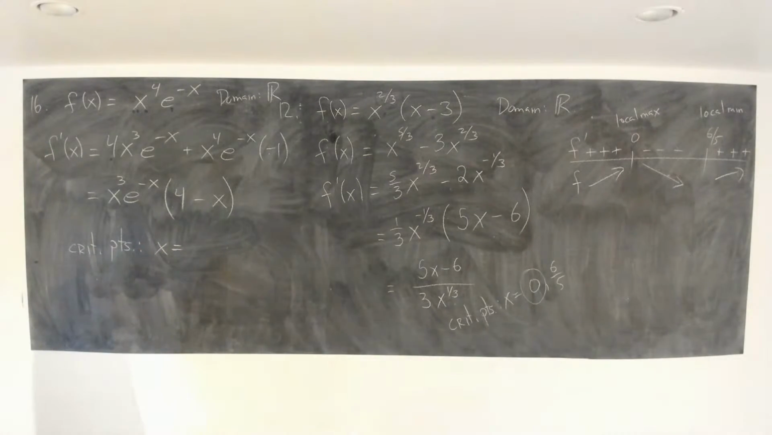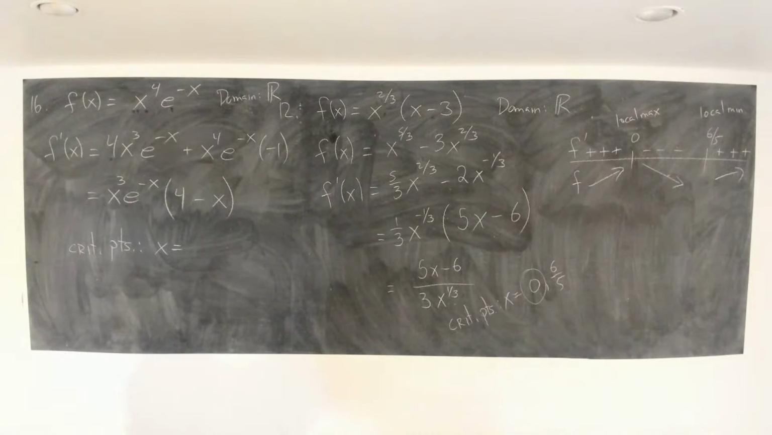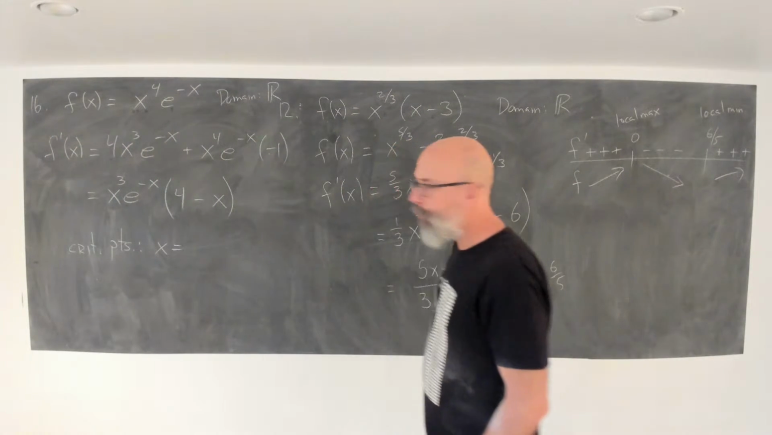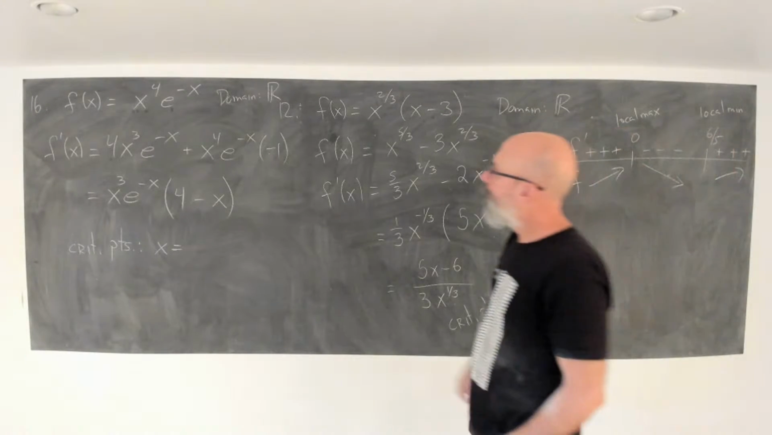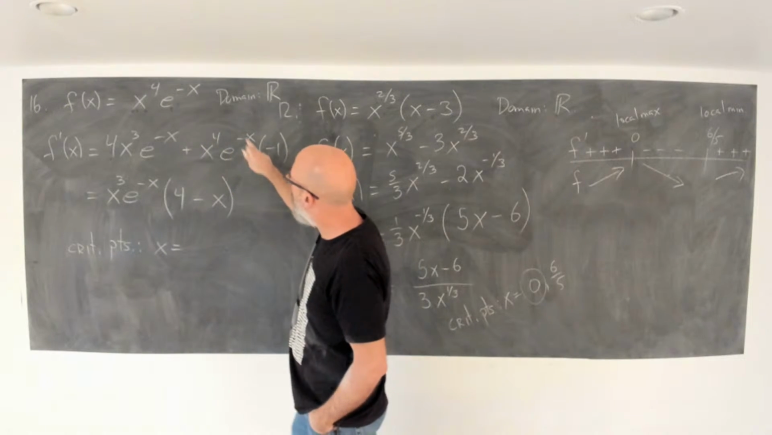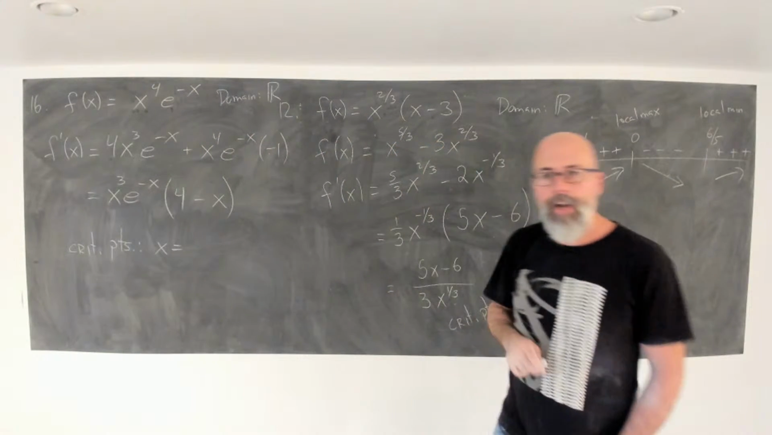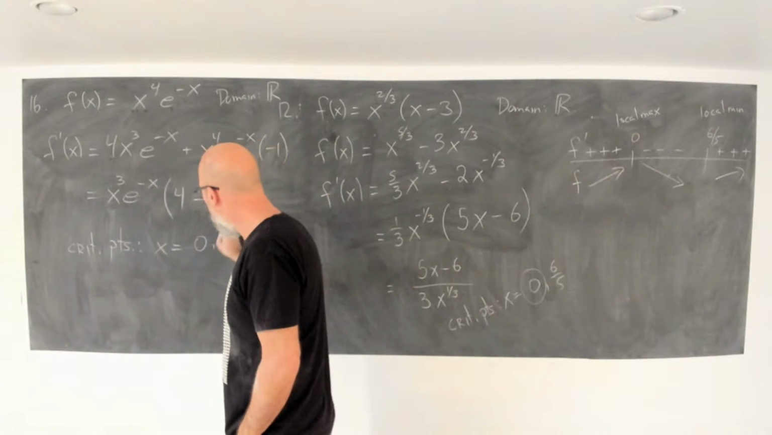What are the critical points? Where did the minus 1 come from? Liam, you tell me. Chain rule, right? The derivative of the exponential is the exponential, and then you differentiate the inside. Derivative of negative x is negative 1. Critical points are 0 and 4. Thank you, everyone.